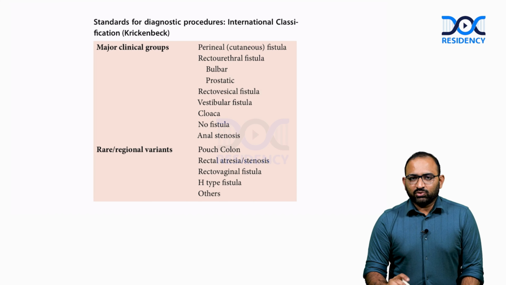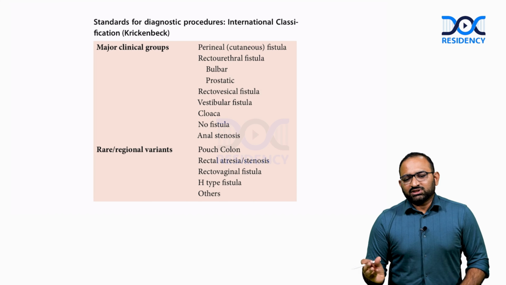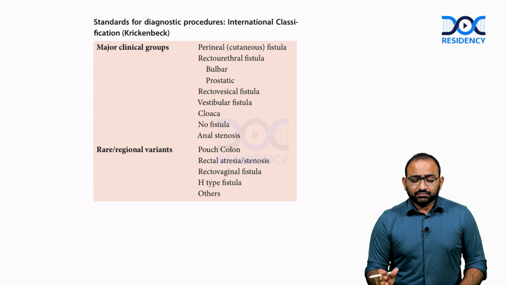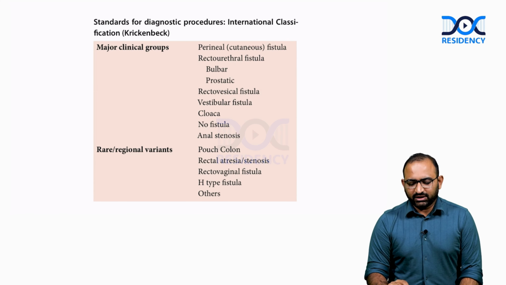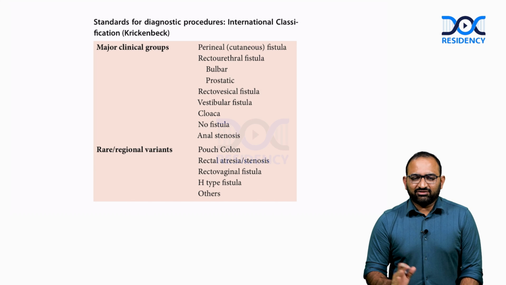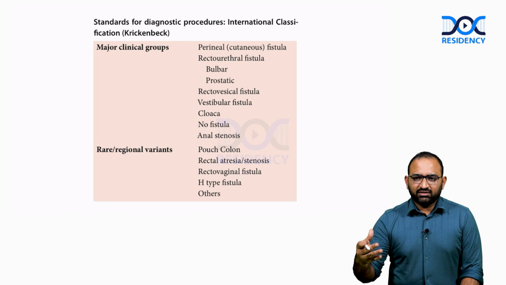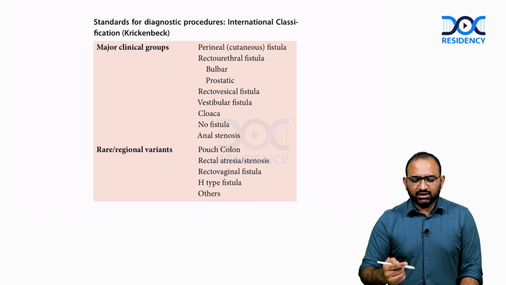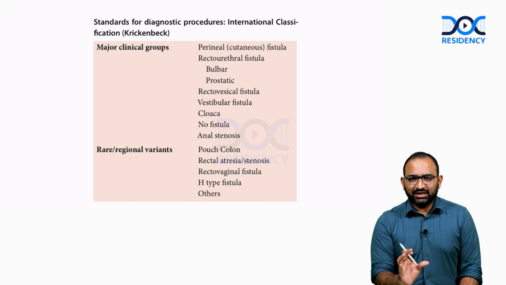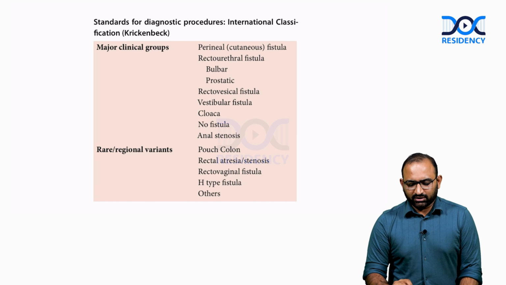Rectovesical fistula is seen both in males and females. The rectum opens directly into the bladder. It is a high variant of anorectal malformation. Again, vestibular fistula, as we have discussed, is seen only in females. The rectum opens into the vestibule, that is an opening outside the vaginal opening but inside the labia, between the labia but outside the vaginal opening. We will discuss that also. That is called rectovestibular fistula. It is seen only in females.